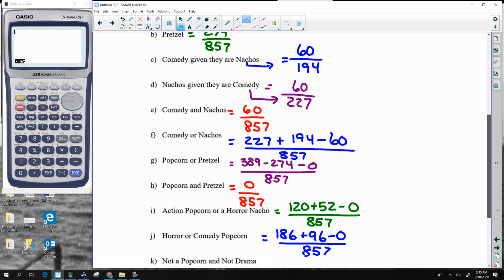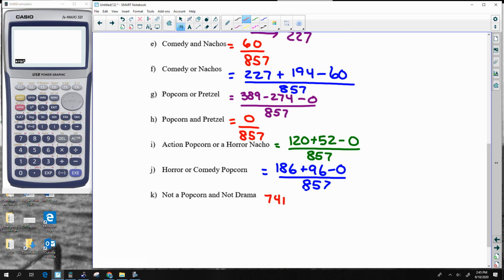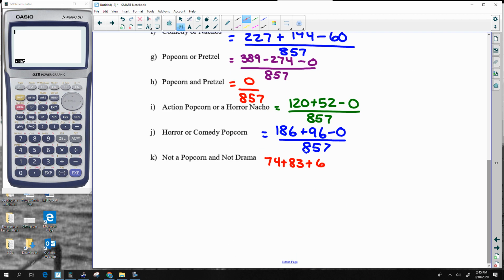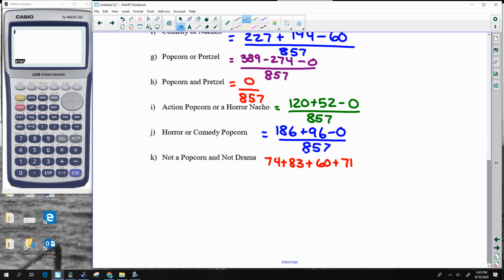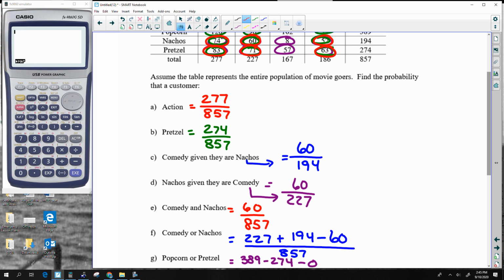Don't worry about a problem being that hard. So 74 and 83, 60 and 71, 52 and 63, all out of 857. So that's where they're both. Again, don't sweat that last question. Be ballers when it comes to the rest of these.